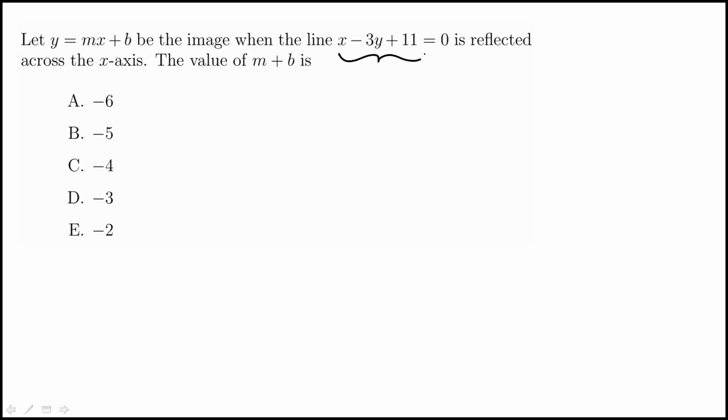So in this question, we're told that this straight line is reflected across the x-axis. So I'm going to rewrite this in the slope-intercept form. So move 3y here. And this becomes 11/3.